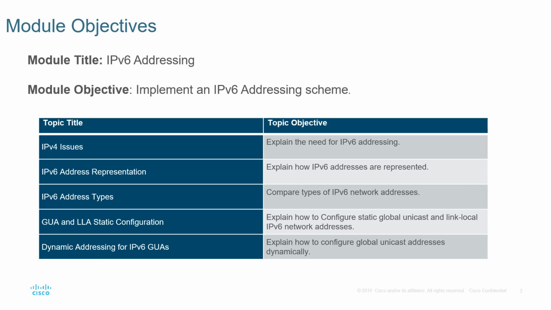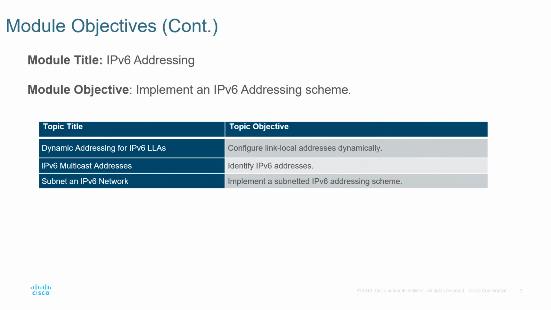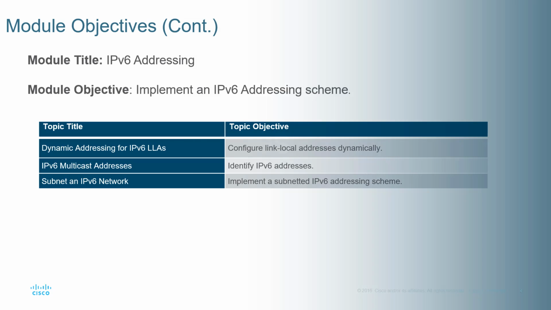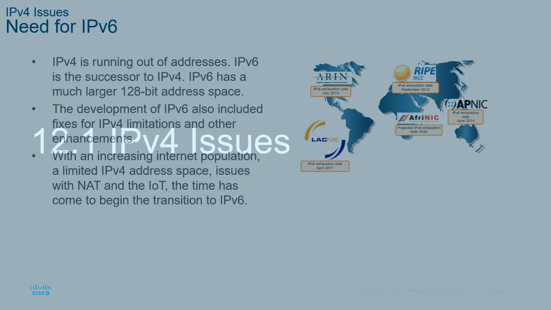Then we're going to talk about the dynamic addressing for public unicast addresses in IPv6. But that's not all. We also then will talk about dynamic addressing for link local addresses, multicast addresses, and then we're going to talk about subnetting in IPv6. Though subnetting in IPv6 is way simpler than subnetting in IPv4. So jumping right on in, IPv4 issues.